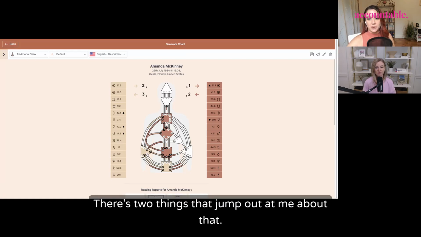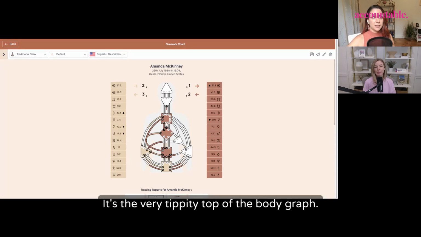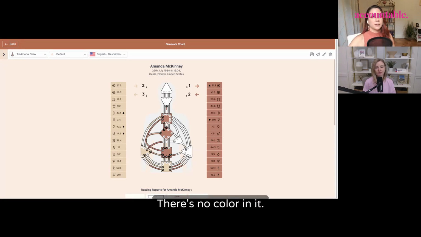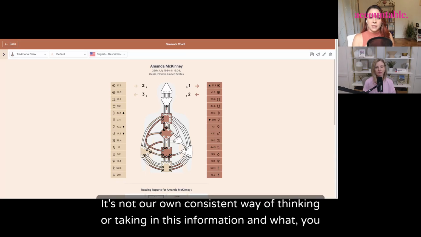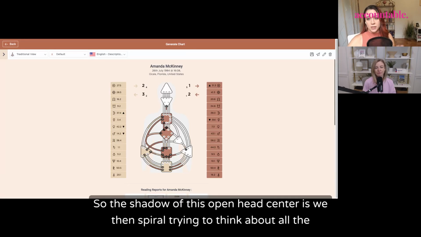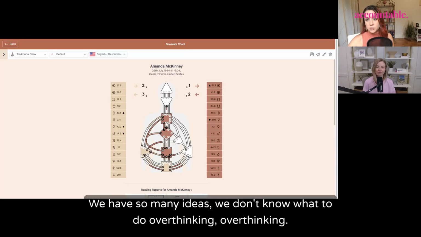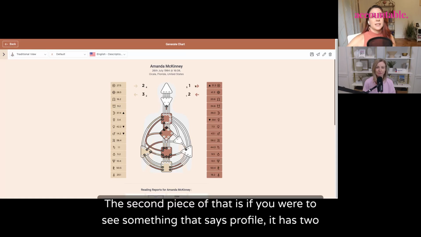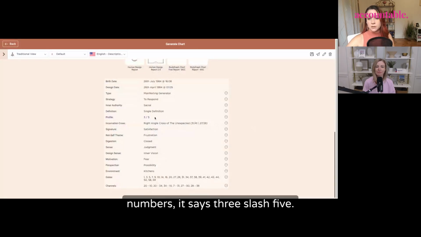There's two things that jump out at me about that. The first being you have an open head center, which I have as well. It's the very tippity top of the body graph. There's no color in it. And this is where we take in ideas and inspiration from all around us. It's not our own consistent way of thinking or taking in this information. And there's a shadow and a light to everything. So the shadow of this open head center is we then spiral trying to think about all the things, try to figure all the things out. We have so many ideas. We don't know what to do. Overthinking.